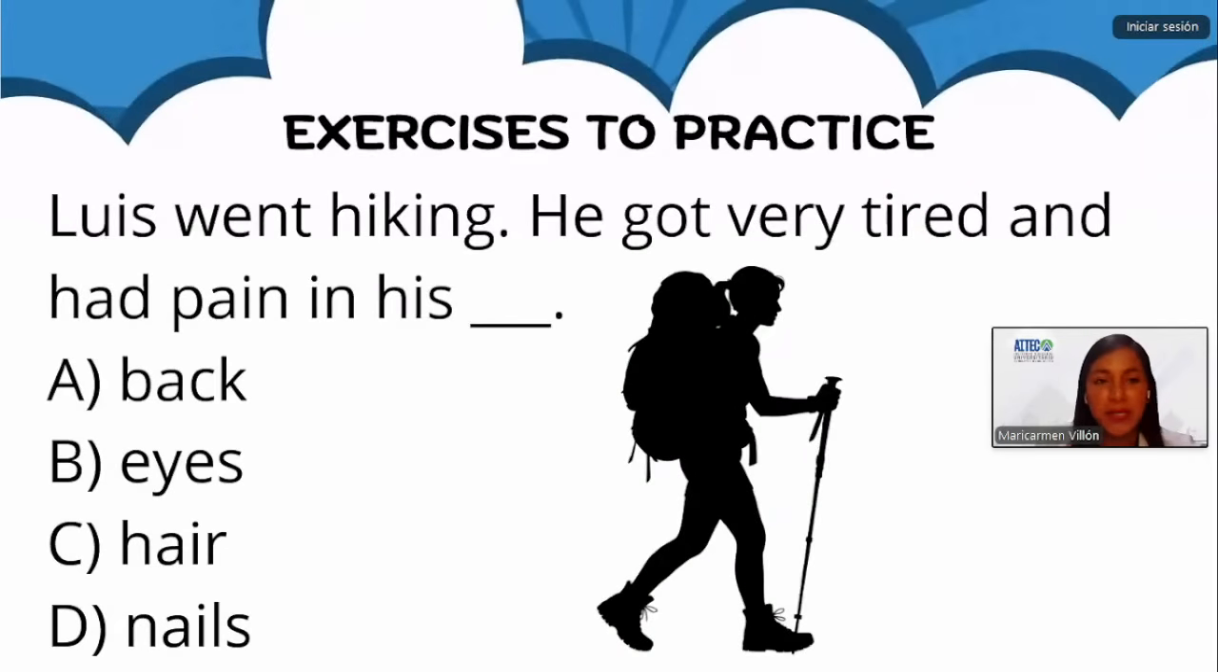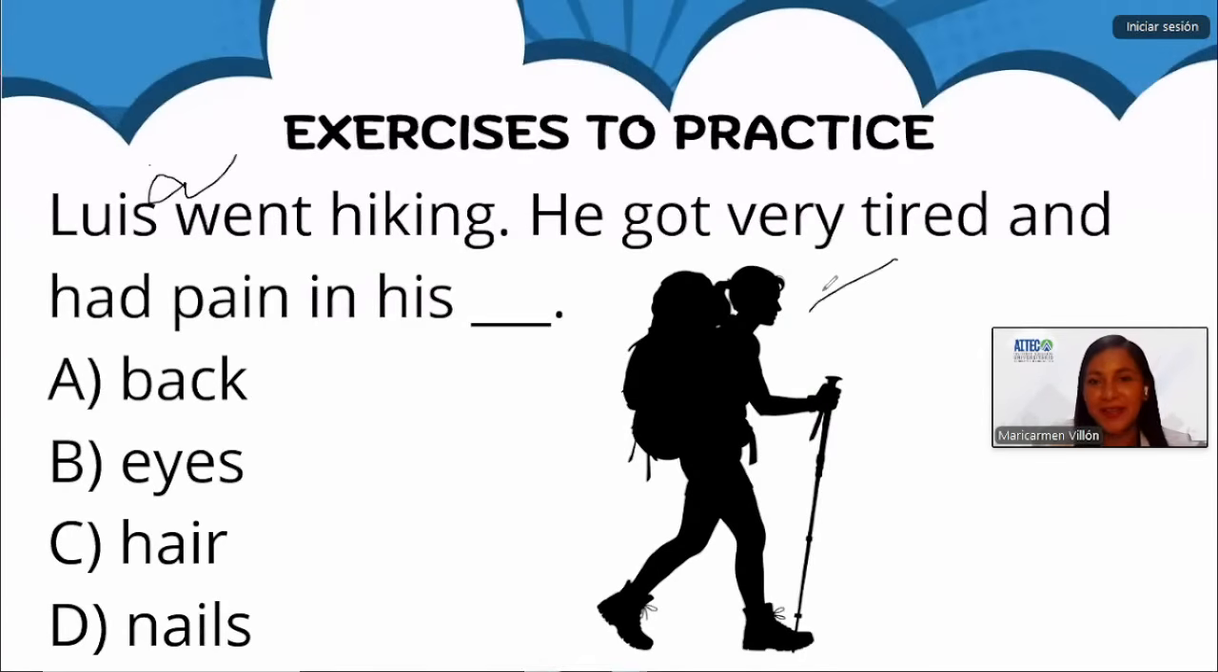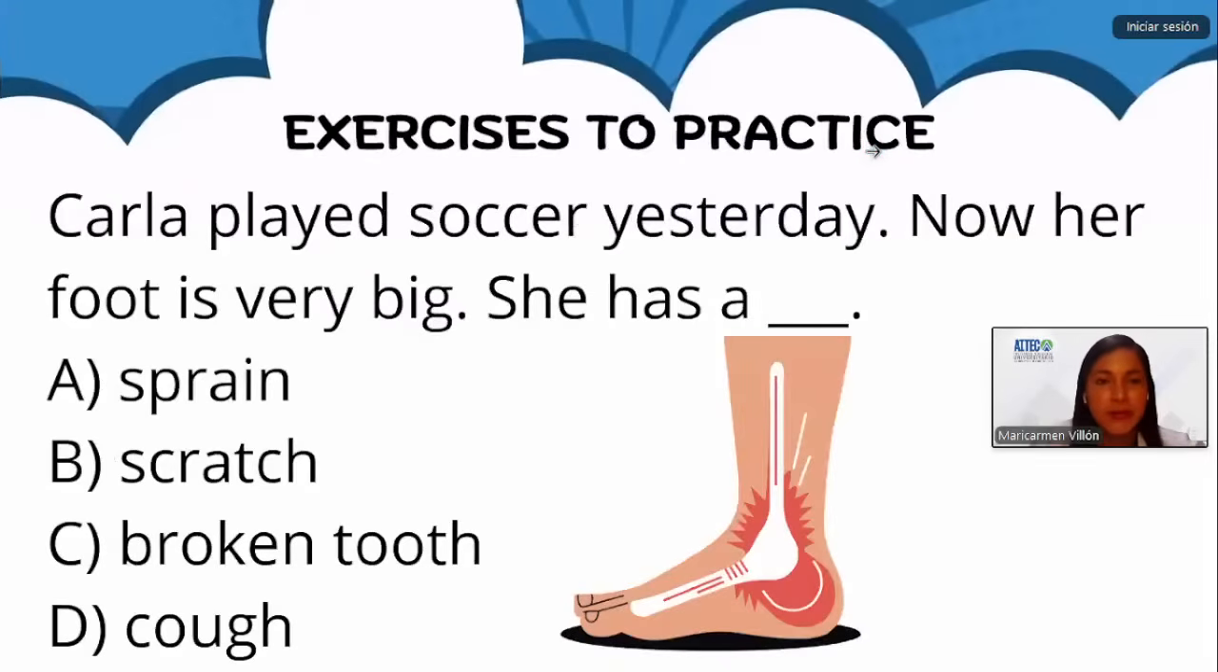Now the next one. Luis went hiking. He got very tired and had a pain in his... Oh no. I think this will be Luisa because it's a girl. She had a pain on her... because she was wearing a backpack, a big backpack there. So what? Back. Excellent, Melissa. Thank you. Thank you, Jenny and Vane. Let's move on with the next one.